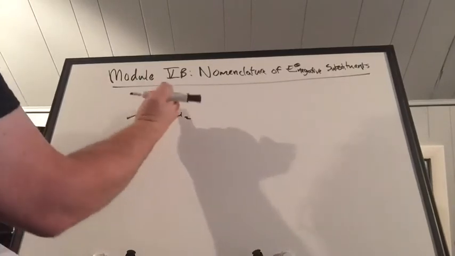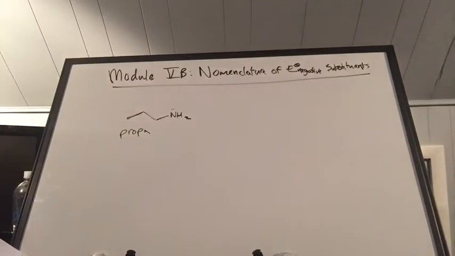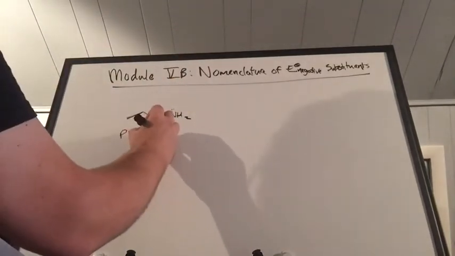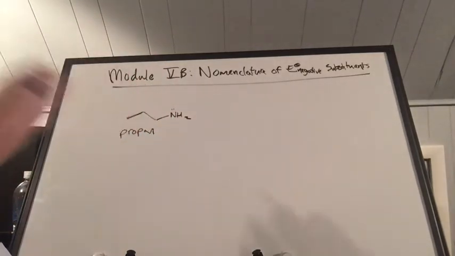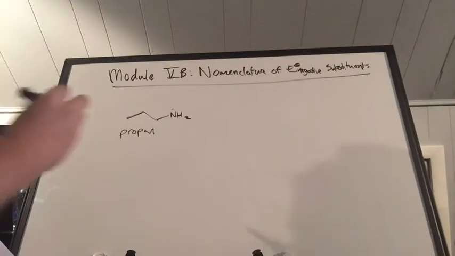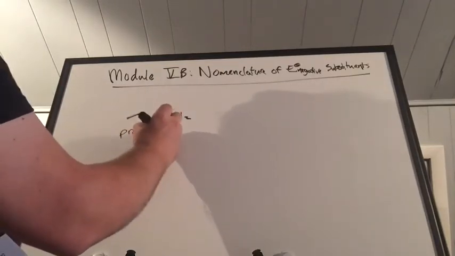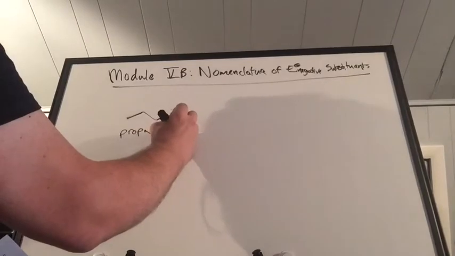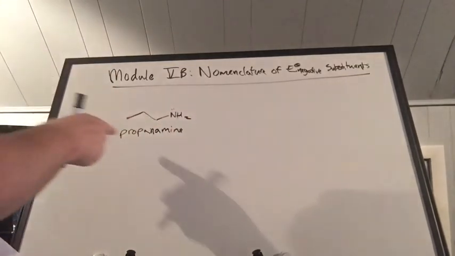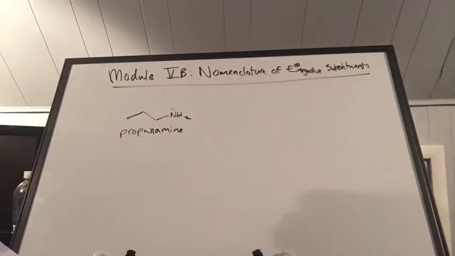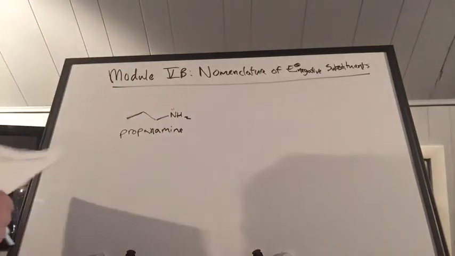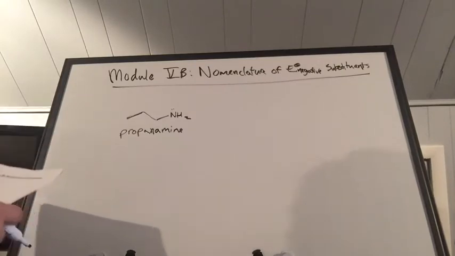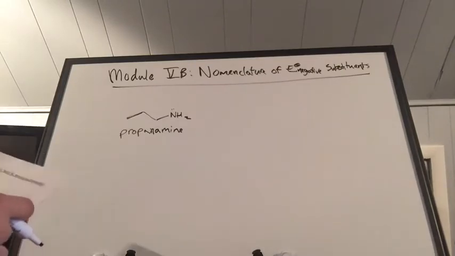So if I were to imagine this NH2 group not being there, I would say that would just be propane, right? But if that's the main functional group of the whole compound, then we're going to write propanamine. So we scratched off the E that was originally at the end of propane and added amine as the suffix. Okay.